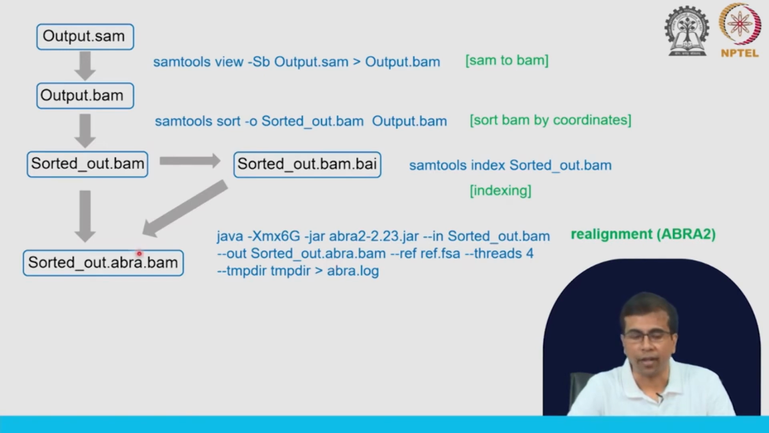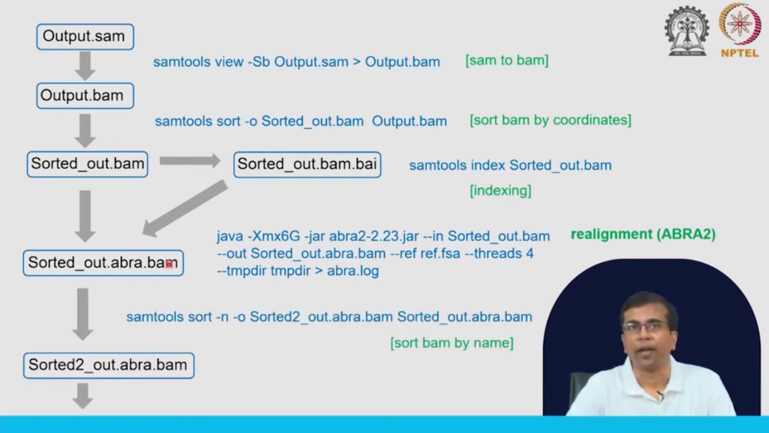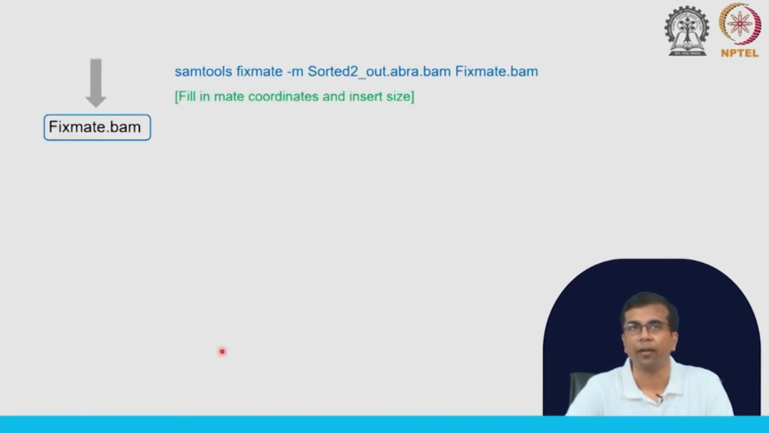Okay, so we got this file sorted out, .abrd.bam, and then we again sorted by name. These steps are necessary because of the tools that we are using; they can take data in certain formats after sorting, etc. So this one we call sorted to out.abrd.bam, and this sorting is by name, not just by position. That's why this -n option.